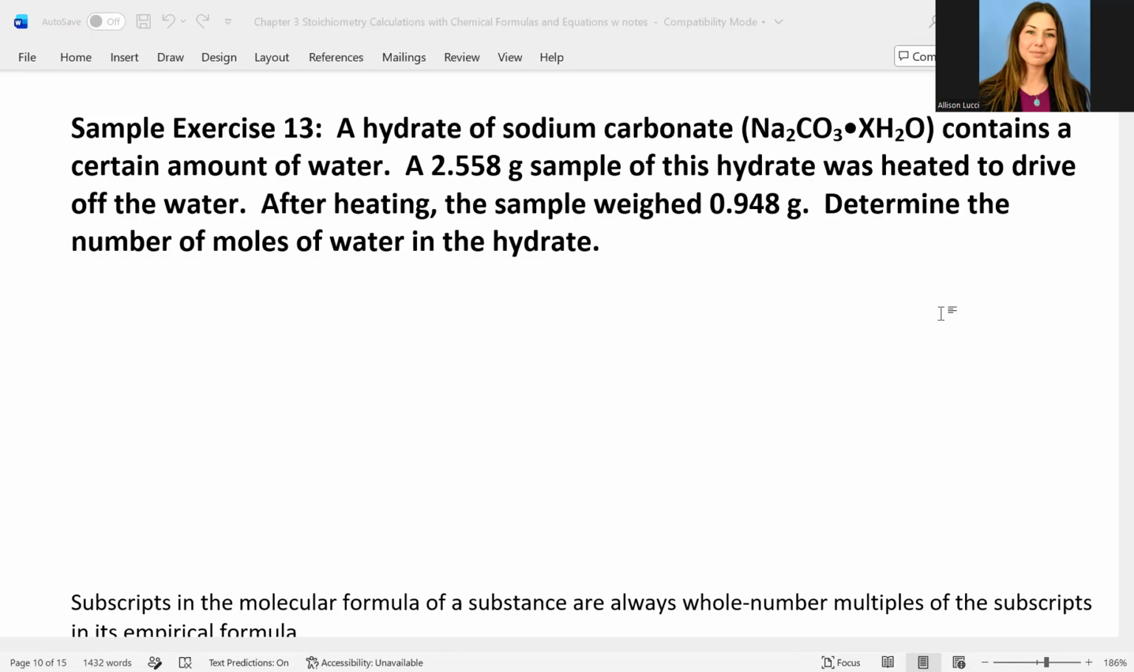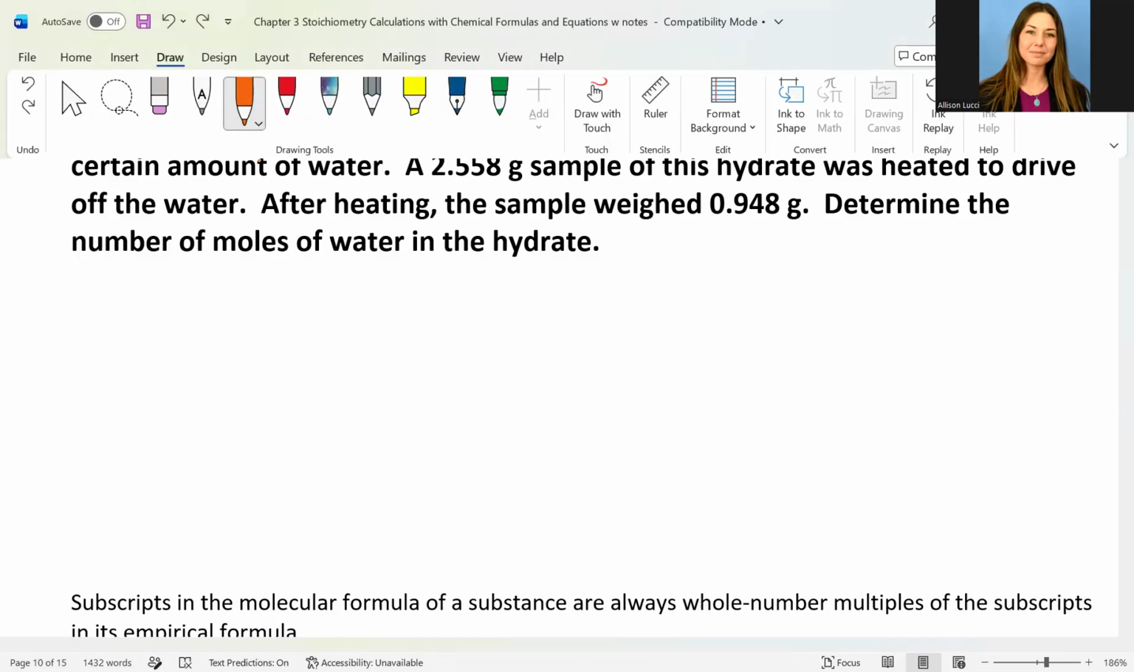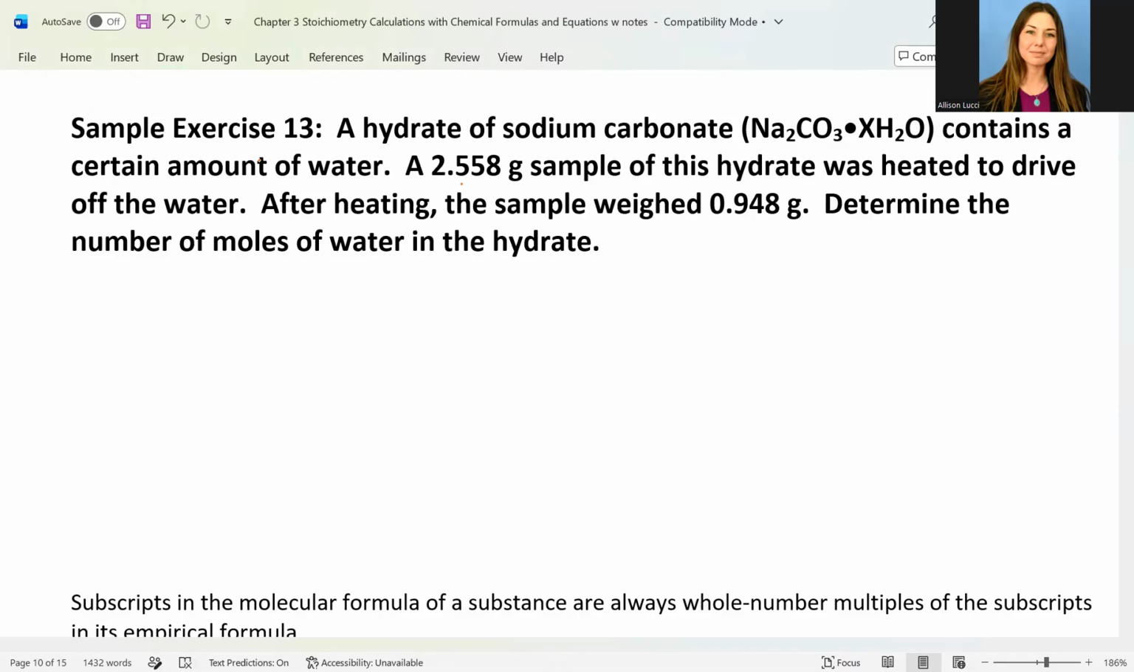In this video, we're going to continue looking at empirical formulas. And for this specific question, we're actually going to calculate the empirical formula using a hydrate as an example. So a hydrate is a compound that within its crystalline structure, so sodium carbonate here, has some water molecules trapped inside of it. So we're trying to figure out what the x is here.